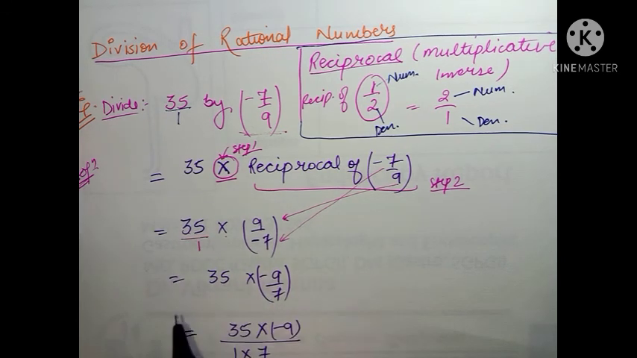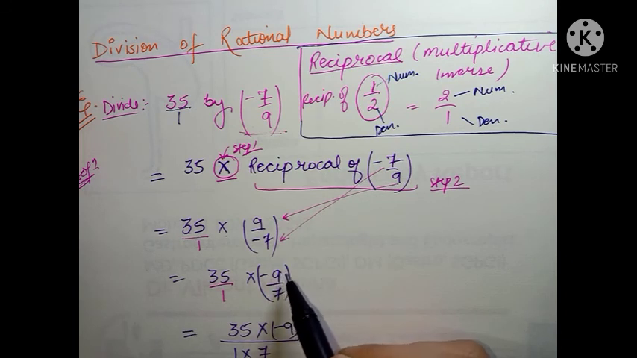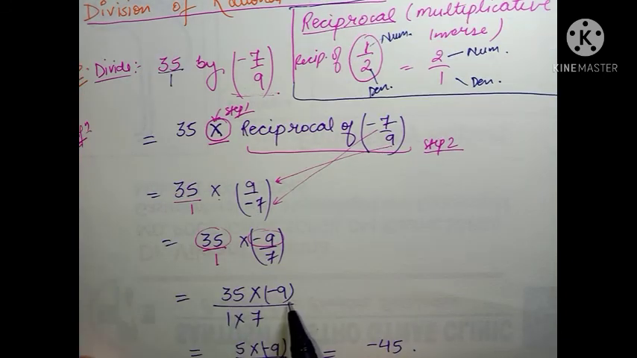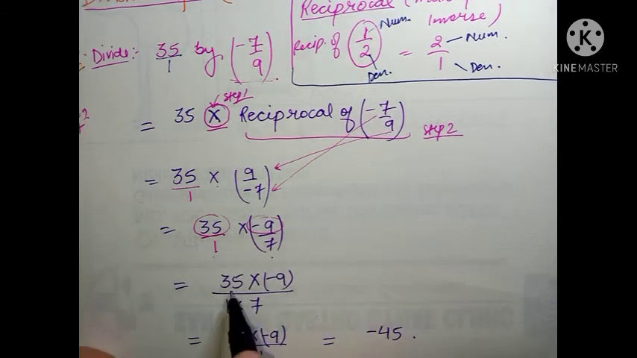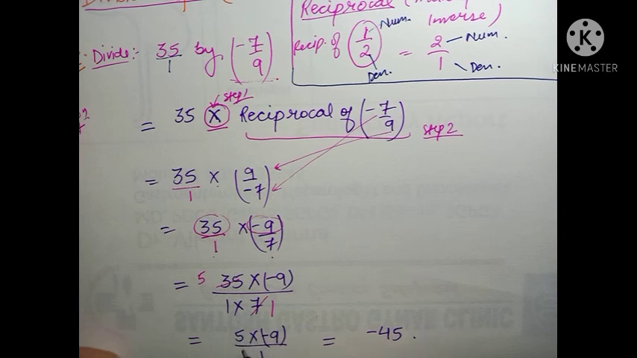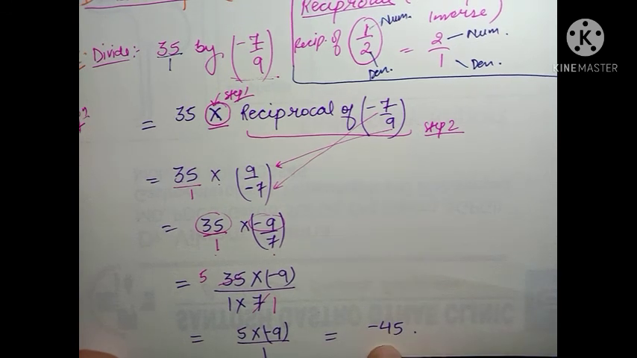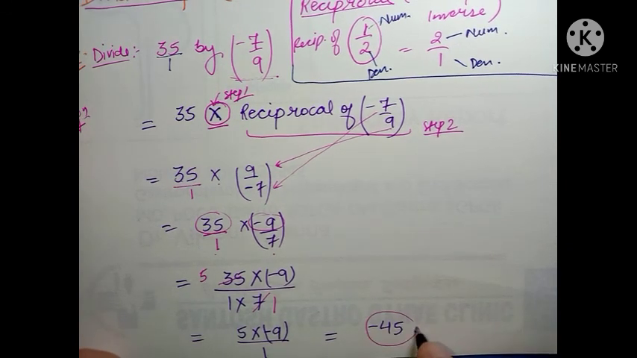So the denominator is 1. We have just written this in standard form again. It's multiplication of numerators and multiplication of denominators, so you get 1 into 7. 7 ones are 7, 7 fives are 35. That's how you get 5 into minus 9 upon 1, and 9 fives are 45, and minus here, because plus times minus gives you minus. So this is the answer for this question.